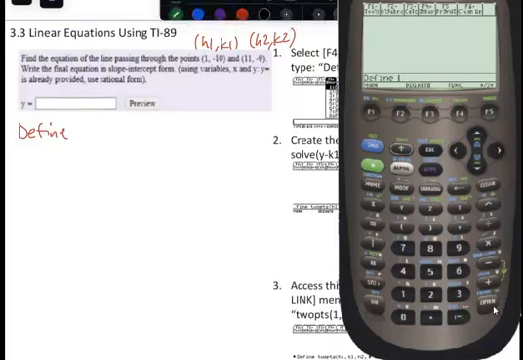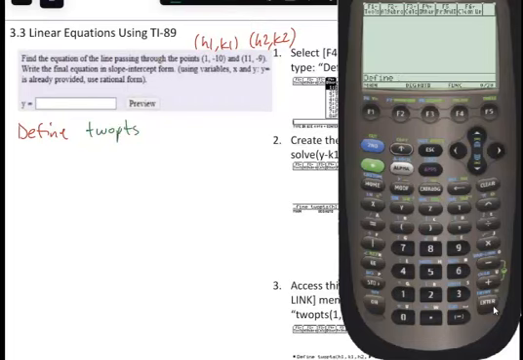So you want the name to be descriptive. So this is going to be called two points. We're going to create an equation given two points. So if we alpha lock our TI-89 and we spell out the phrase two points, again, make sure it's something that you understand what your function is representing.